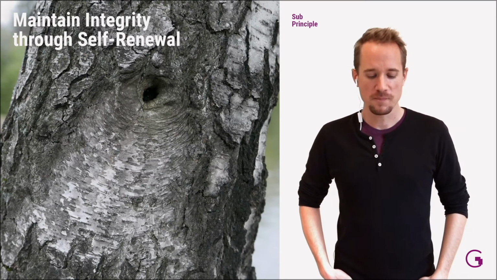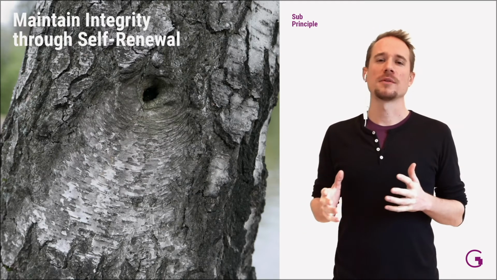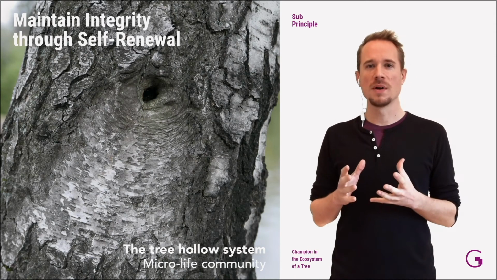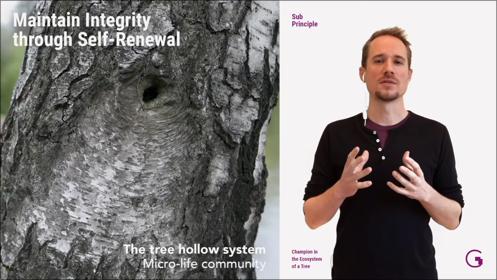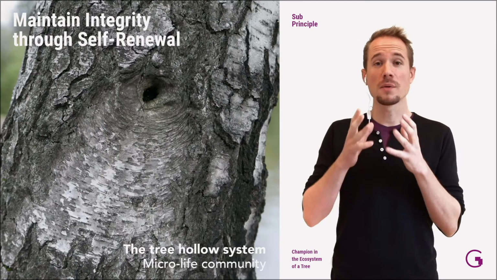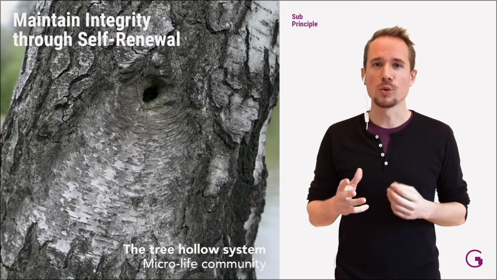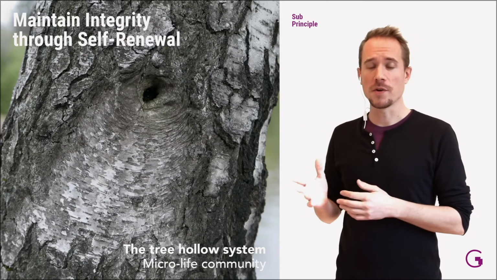Maintain integrity through self-renewal. So what's our example from nature for this principle? Our example is a tree hollow system and the life community that exists in and around this tree hollow, especially the micro-life community. So what's a tree hollow? Just basically a kind of a hole in a tree, and it can be in a tree that's still alive, it can be an old dead tree.